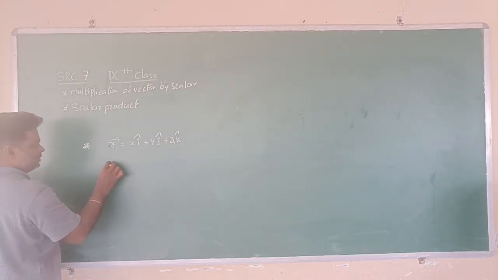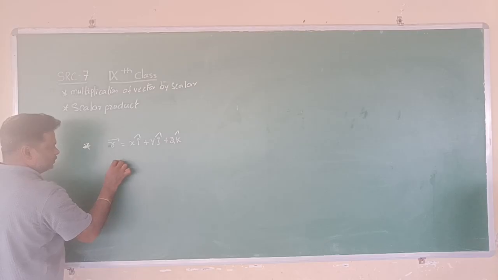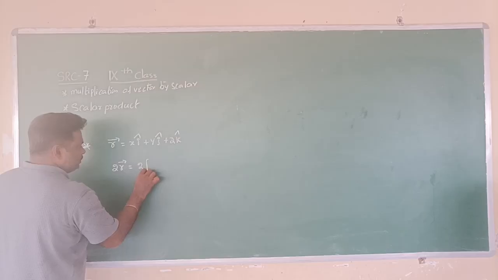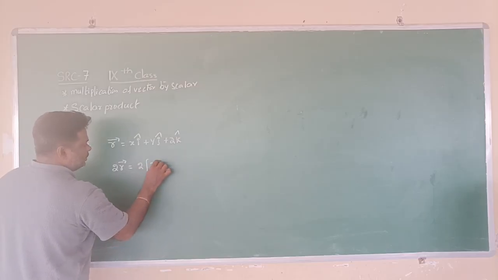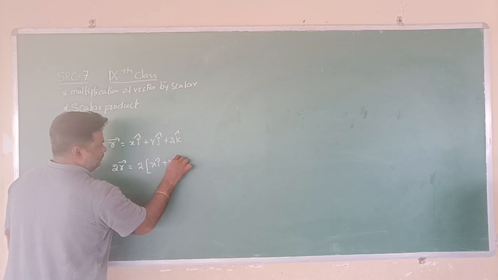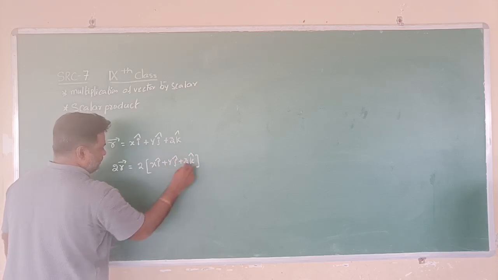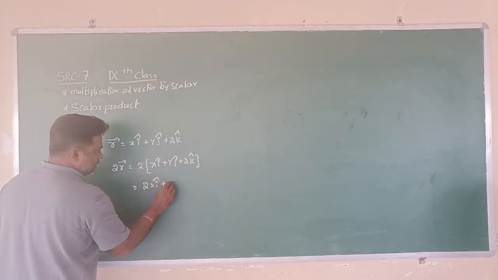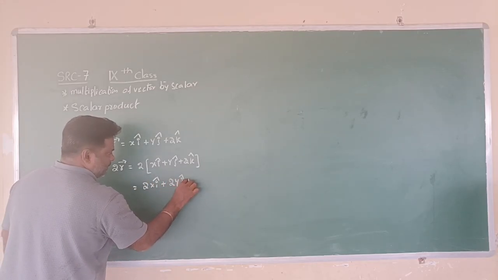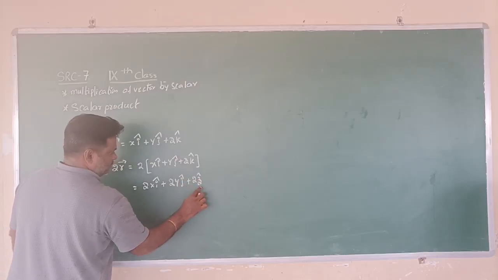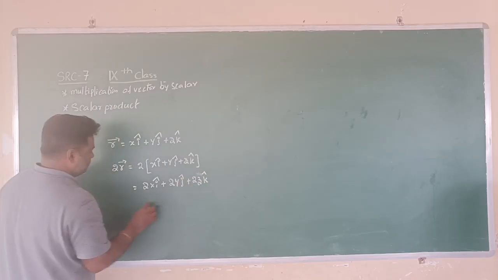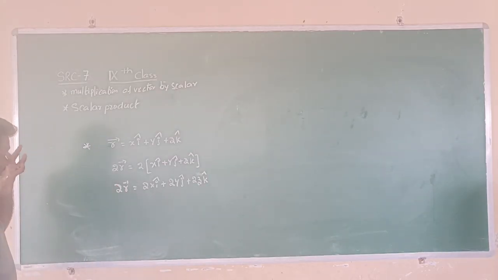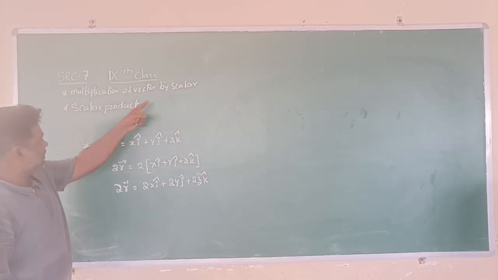Suppose I write 2 r bar, what does it mean? It means that this 2 is multiplied into x i cap plus y j cap plus z k cap. You should multiply it like this: 2 into x i cap, I hope you understand this with a single letter itself, plus 2y j cap plus 2z k cap. This is equal to 2 r bar. This is how we can multiply a vector by a scalar.